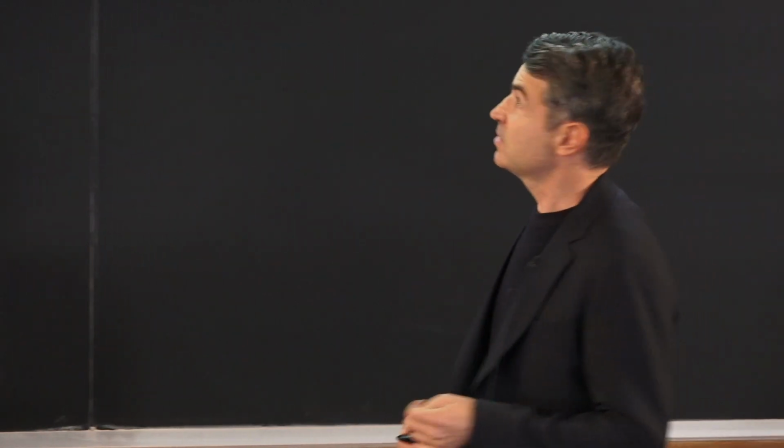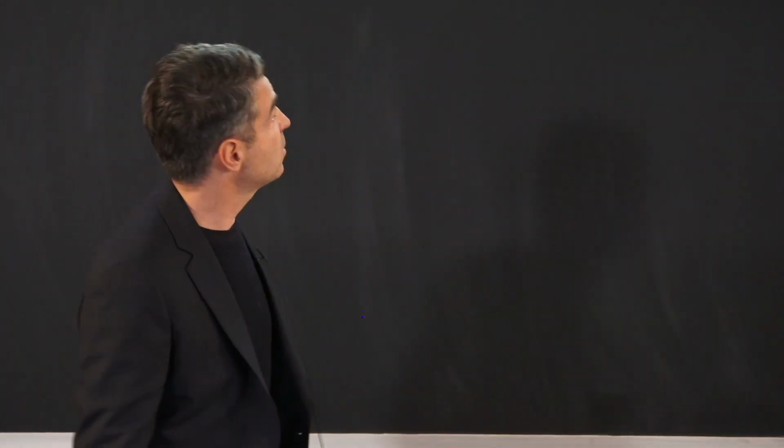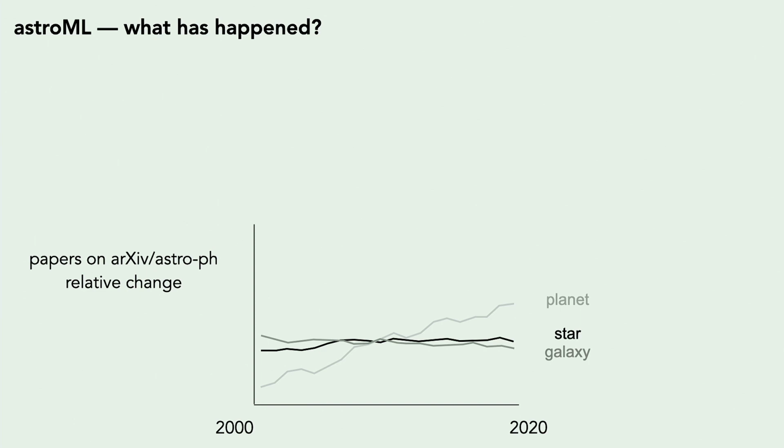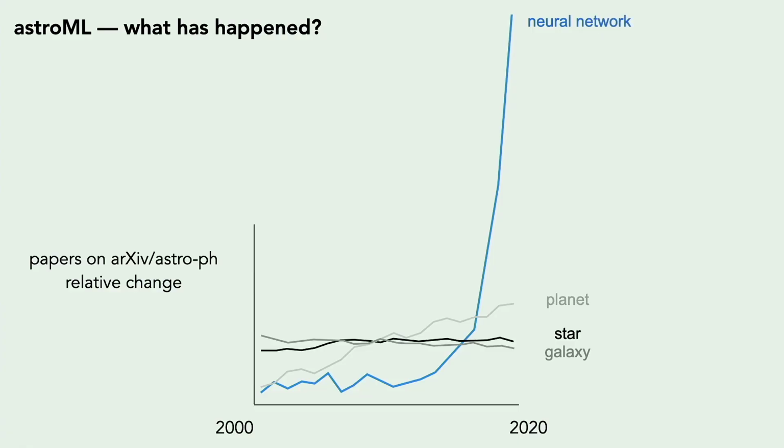All right, so why are we here today, apart from enjoying being with each other? I like to show this figure here. This is, on the y-axis, the change in the number of papers on astro-ph as a function of time for different keywords. What you can see is that the fraction of papers dealing with stars and galaxies is roughly constant. You can see the gradual increase of planets due to exoplanets. And if to this we add the trend for neural network, this is how it looks.